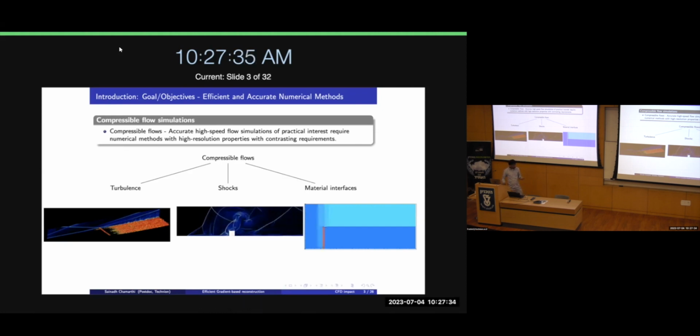And it gets even more complicated when you have material interfaces. That means you have 2 different gases which have different specific heat ratios and their mass fractions. And then the shock is interacting with the material interface. It becomes even more challenging. You need numerical methods that should have low dissipation, but should also be able to capture the shock waves and still get the turbulence.